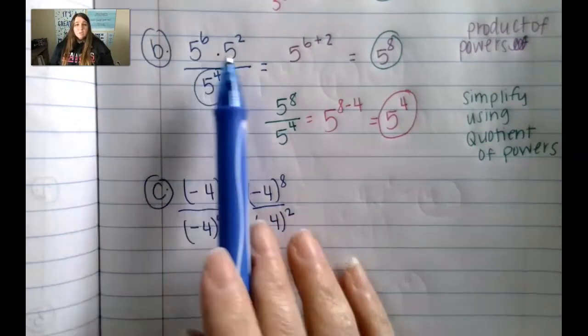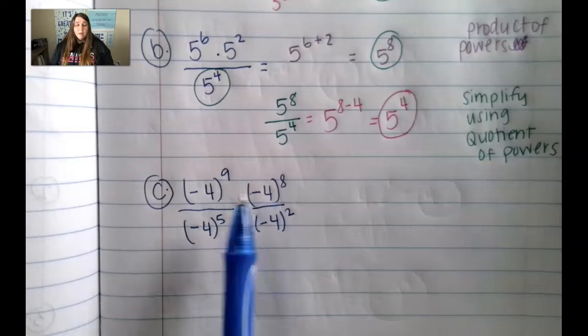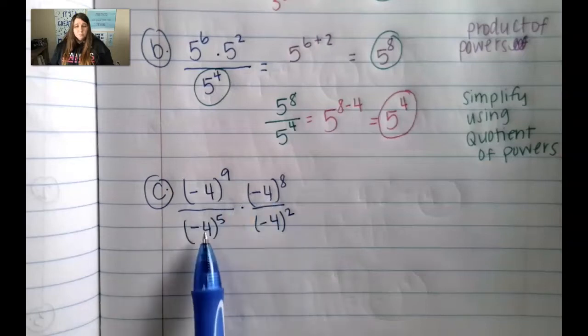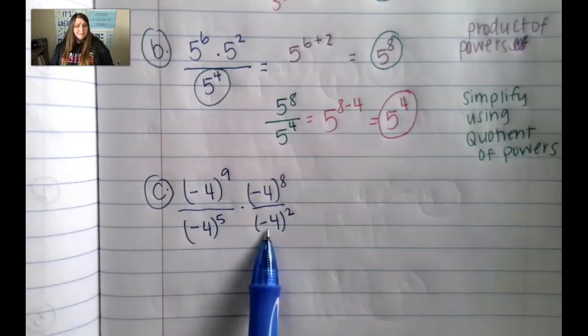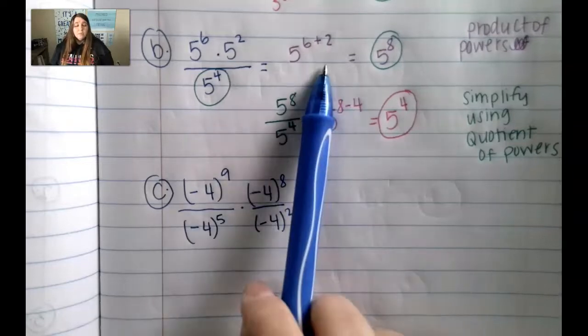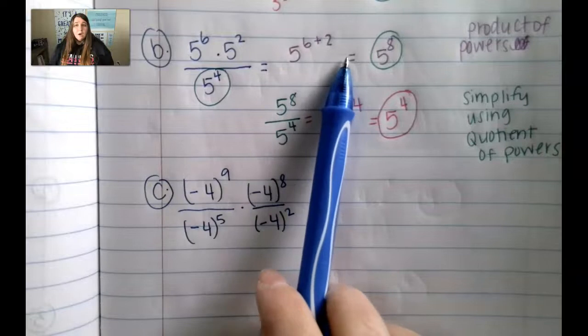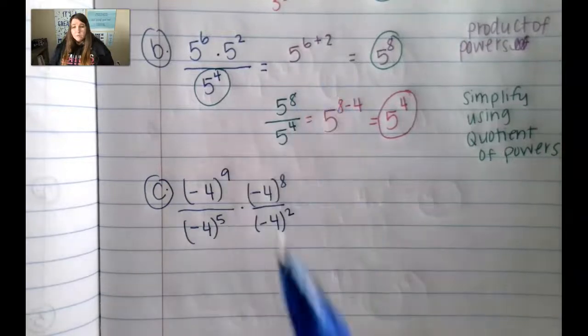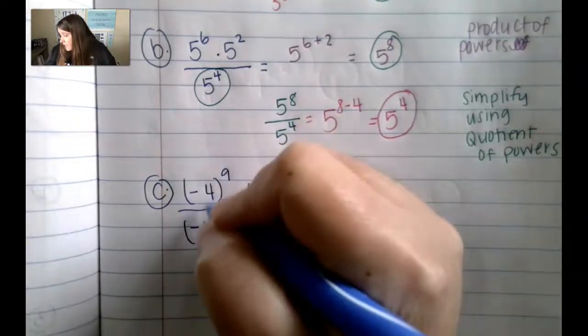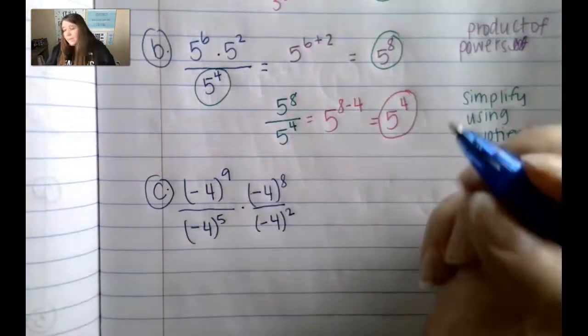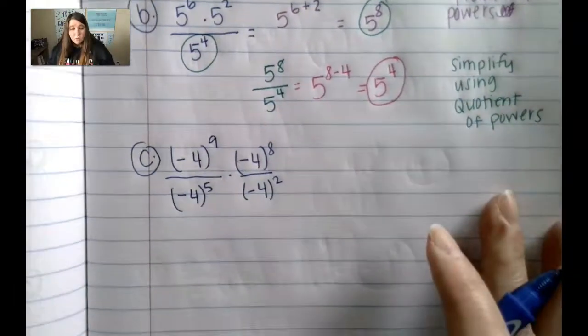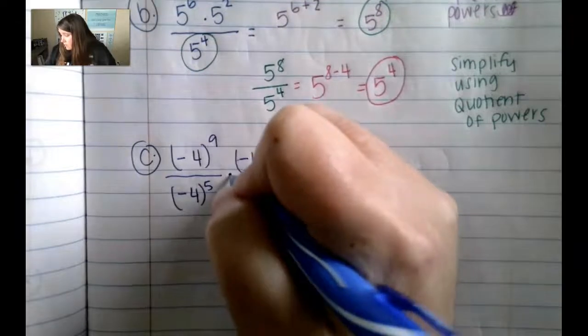So instead of just multiplying the same base on the top, we now also have the same base on the bottom. So you can solve this exactly like you did up here on the top and then do the same thing on the bottom. Or we can look at this as two quotients and then multiply. So you can work either direction.